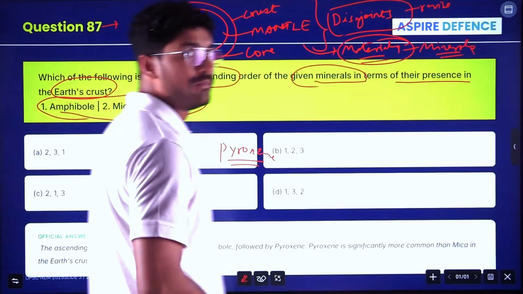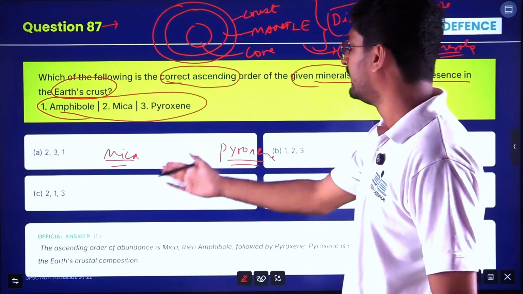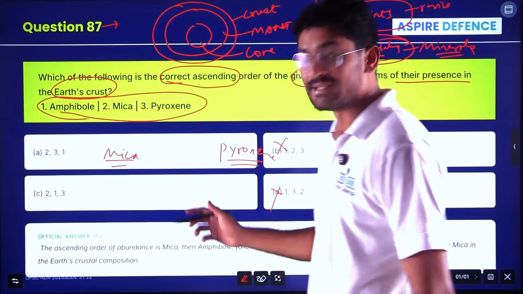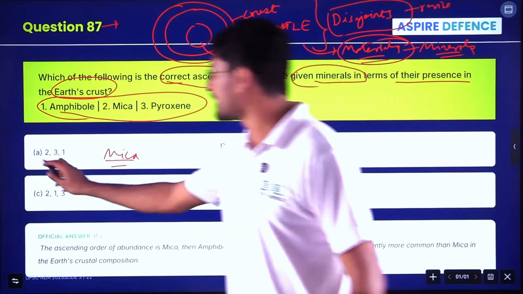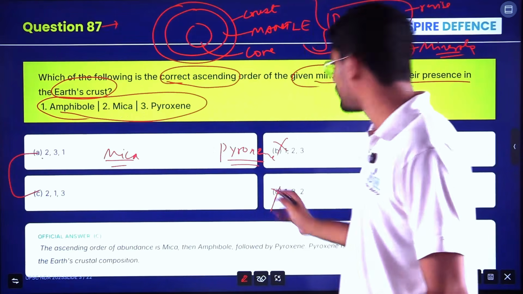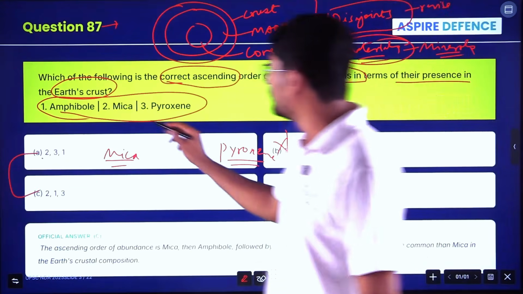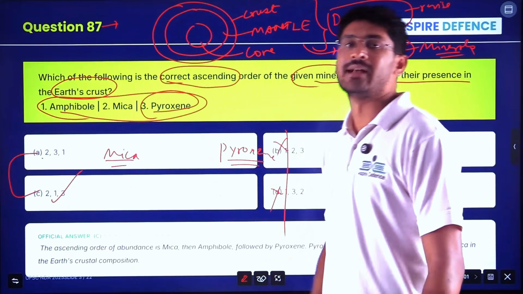If you know this, you will be able to answer. So mica is the least, so 2 will be the least. Okay, this you can eliminate. See, this is eliminate option 1. If you know at least mica is the least, then you can come to the A or C option. Because the first option is amphibole, and here also amphibole he has given, so you can easily eliminate B and D. Then if you know pyroxene is the highest, you will be able to end up with the answer.